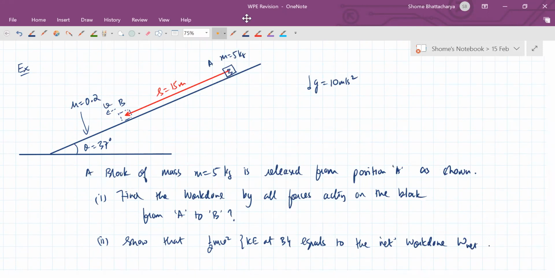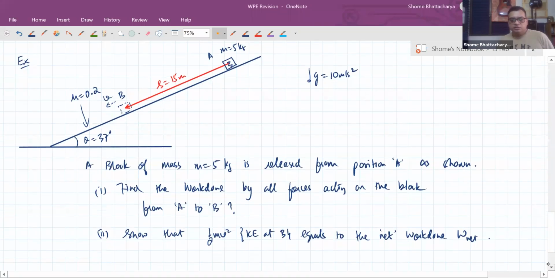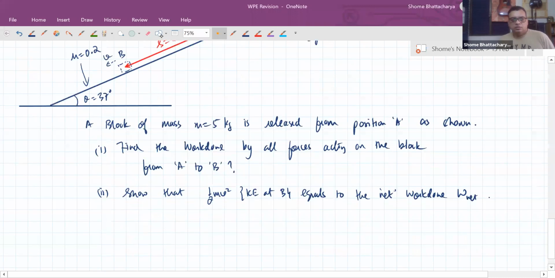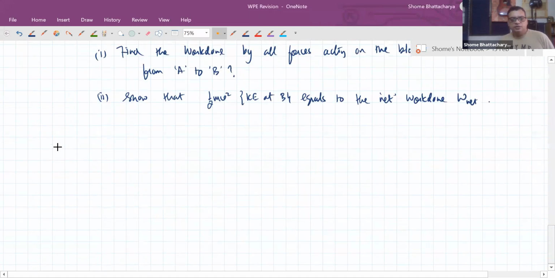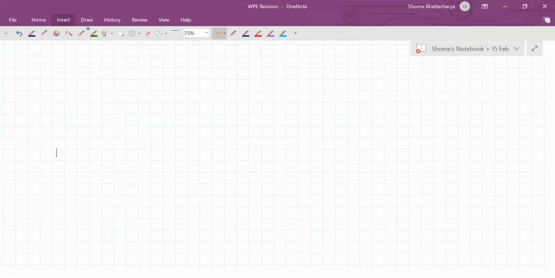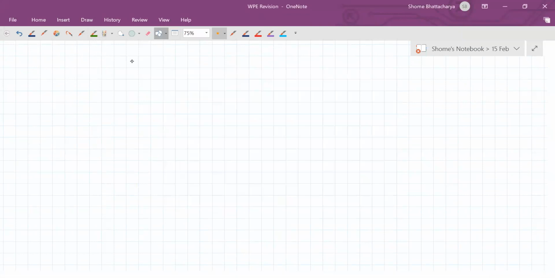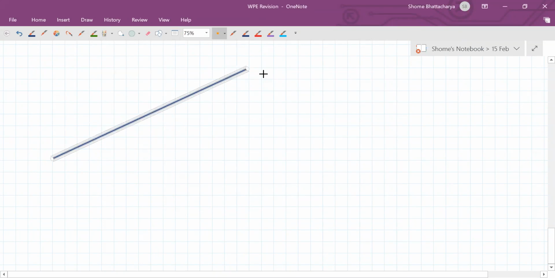Okay, so let's try out this question next. Let's look at this question in detail. We can see as the block is sliding down the inclined plane, there are three forces in total which are acting on the block, all of which are constant because it's moving along a straight line path.